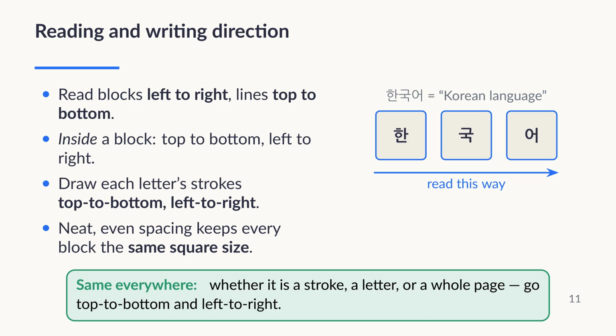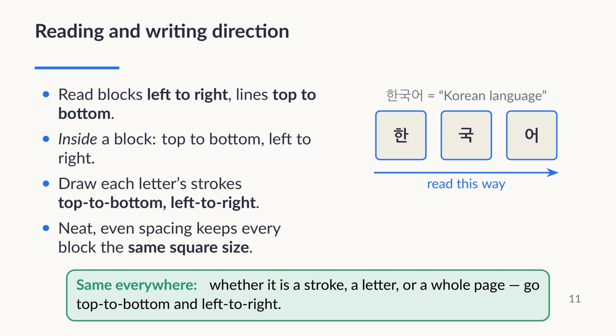Within a single block, you also read top to bottom and left to right, which means you read the initial consonant first, then the vowel, then the bottom final consonant last. On the right is the word Hangul, which means the Korean language, made of 3 blocks read left to right. Han, then guk, then eo.